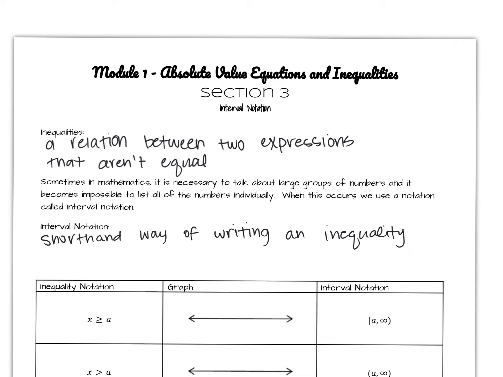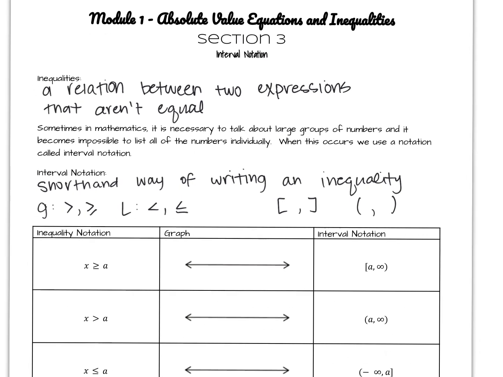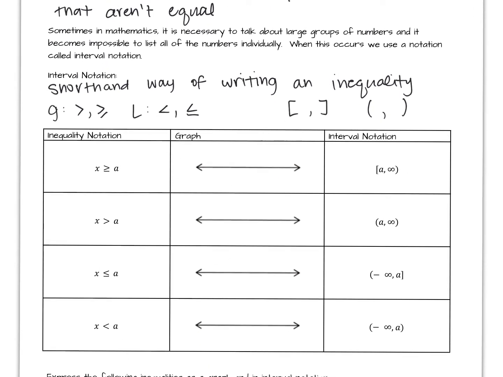To review, there are 4 inequalities: greater than, greater than or equal to, less than, and less than or equal to. With interval notation, we use brackets and parentheses to denote an interval. I'll get into more detail about brackets and parentheses in a little bit. The first type we're going to talk about are greater than or equal to, or less than or equal to.